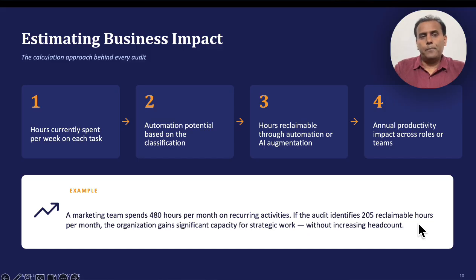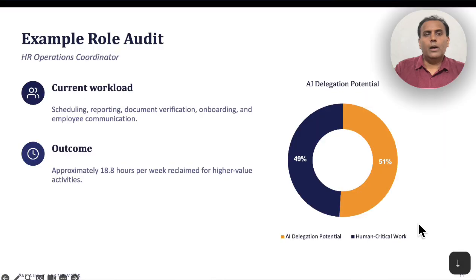Before simply starting an AI, these things have to happen, and this is where a complete business audit of AI is very much required. So for example, a role audit. So how does this role audit work? I'm just taking a very simple example, an HR operations score. So current workload, maybe these are the things, right? Scheduling, reporting, documents, onboarding, employee communication HR has. You can use this for sales, you can use it for marketing, it doesn't matter.